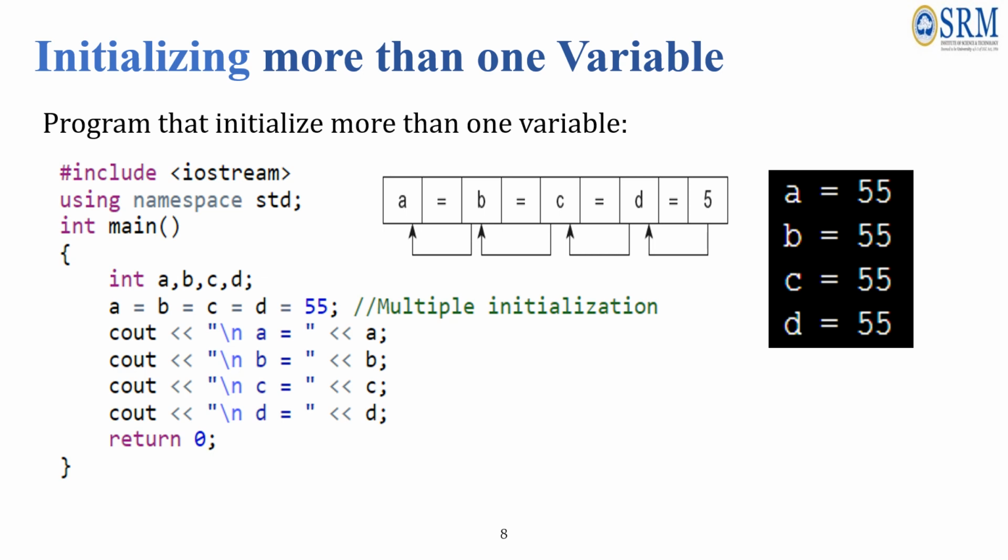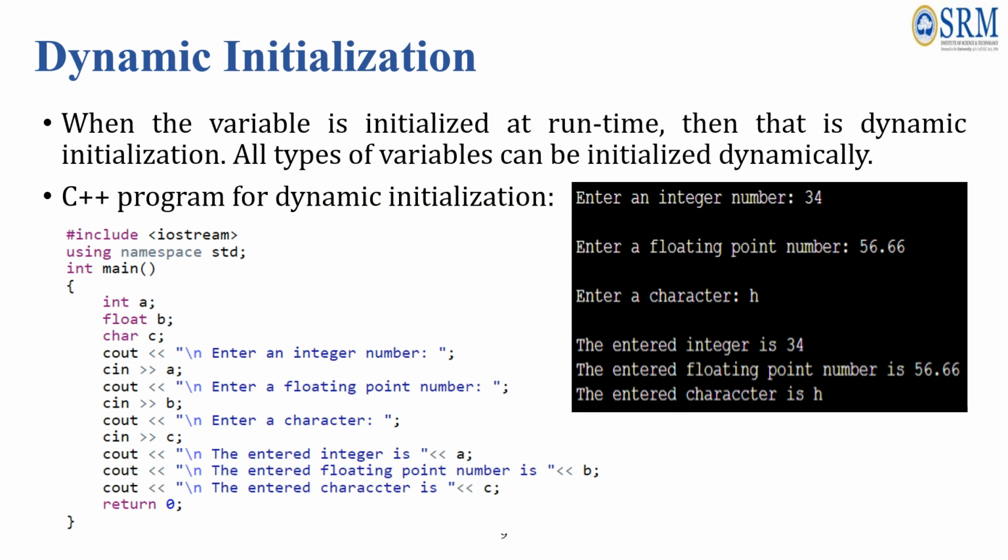Now coming to the program, a, b, c, d are all assigned the same value 55. When I print the values of a, b, c, d, all will hold the value 55. This is how more than one variable can be initialized. It is also termed chained assignment.